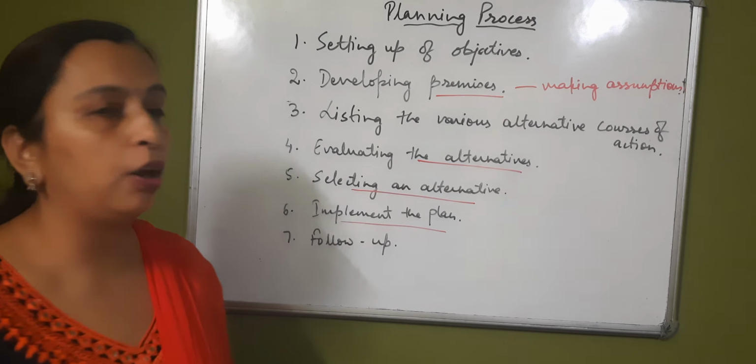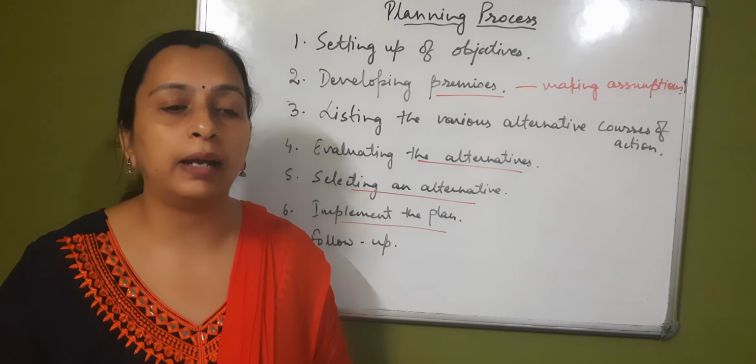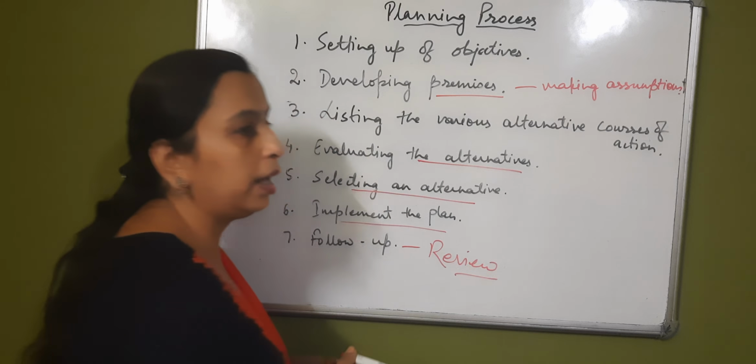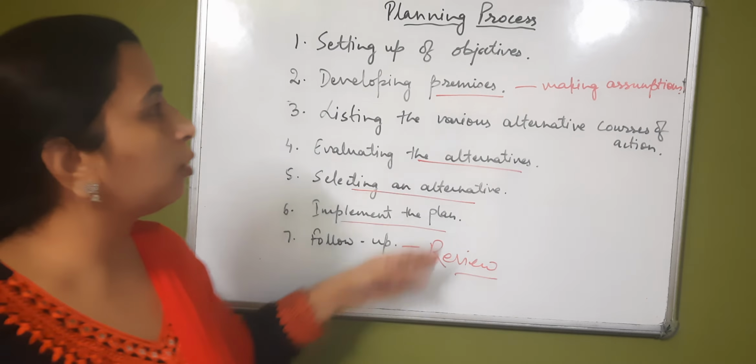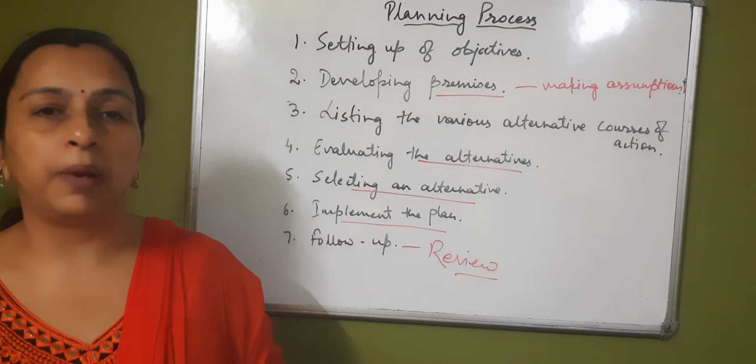And finally, follow up, which is the last step, which tells you that this is reviewing. Okay, follow up is review. That means you have to see whether you are working according to the objectives or not. Okay, so these are the steps in the planning process.